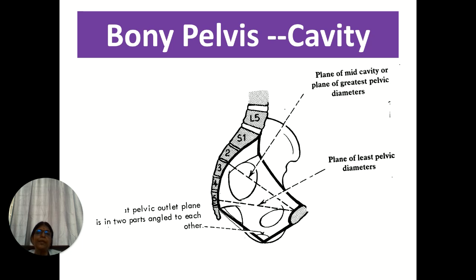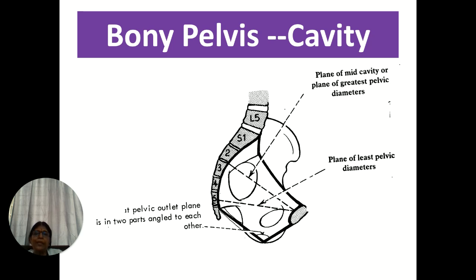That is why we are not much bothered about the plane of least pelvic dimensions, because the well-flexed fetal head, which has a BPD, biparietal diameter, or an engaging diameter of 9.5 centimeters, can be fit into any of the antero-posterior or the transverse diameter at the greatest pelvic dimensions. Whereas the plane of least pelvic dimensions is of importance because this is the narrowest part which the fetus has to negotiate during the delivery.